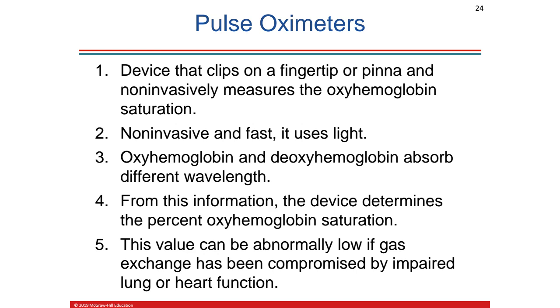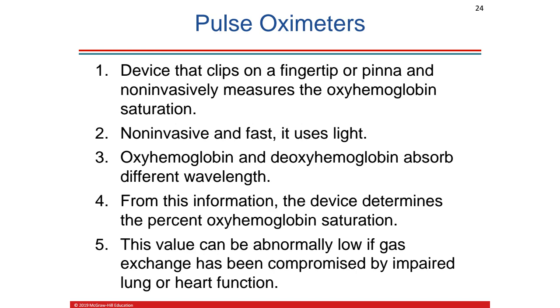One of the most commonly used instruments in a hospital setting is called a pulse oximeter. This is a device that clips onto the fingertip or could be put on the pinna of the ear. And this non-invasively measures the oxygen hemoglobin saturation. It's a non-invasive test. It's fast and it uses light. So it uses light of different wavelengths. And basically it takes advantage of the fact that oxyhemoglobin and deoxyhemoglobin absorb different wavelengths of light.